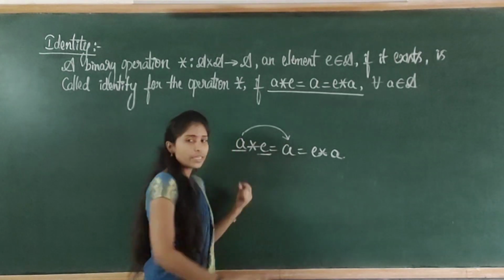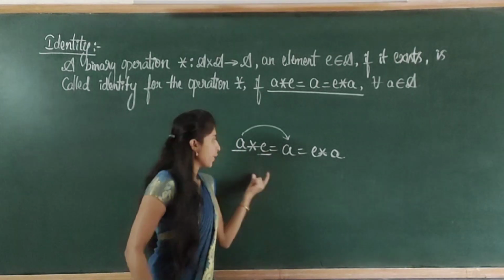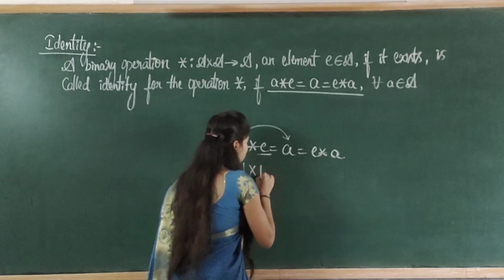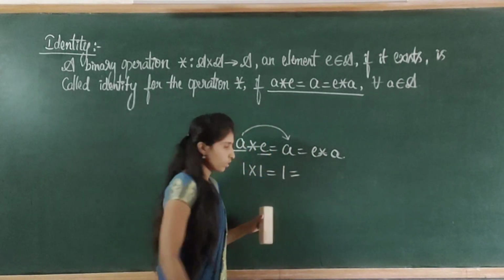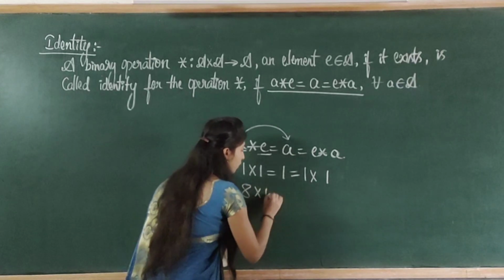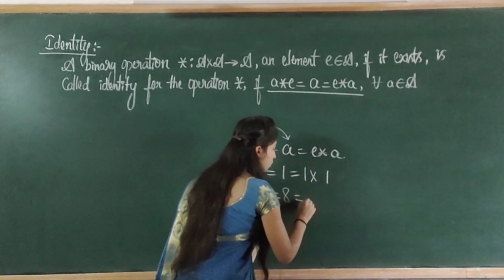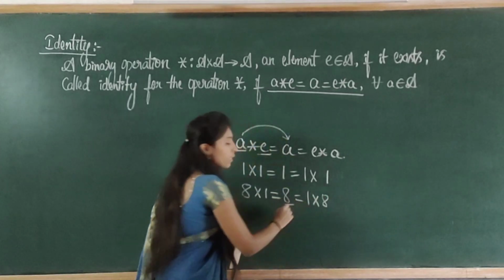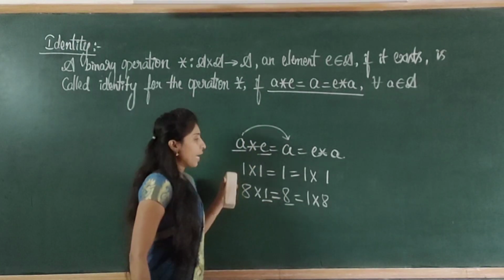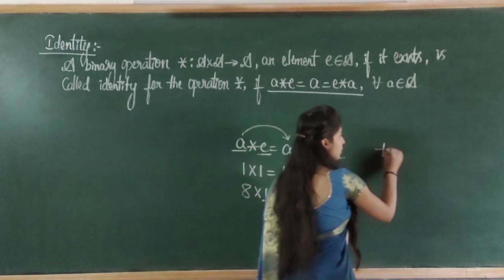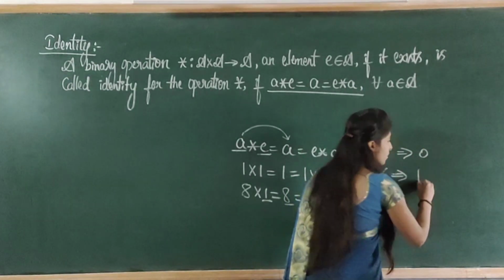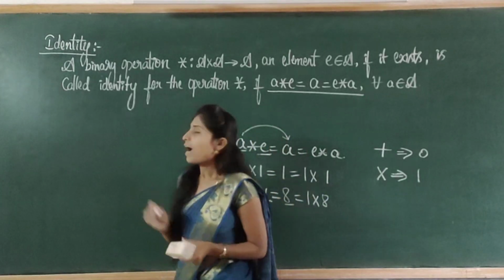What do we have to get? We have to get the original number, the same number A. So here what do we have to put in multiplication? If we multiply by 1, we will get the original number, right? So 1 into 1 is 1. Or you can take 8 into 1, then we will get 8 only, right? Here also 1 into 8. In multiplication the identity element is 1. In addition the identity element is 0, and in multiplication the identity element is 1. Okay, this is the identity element.